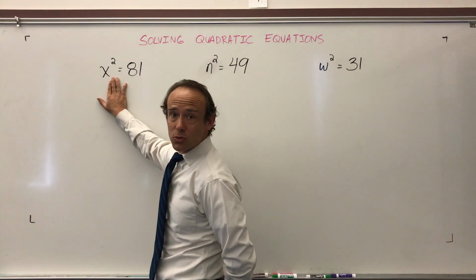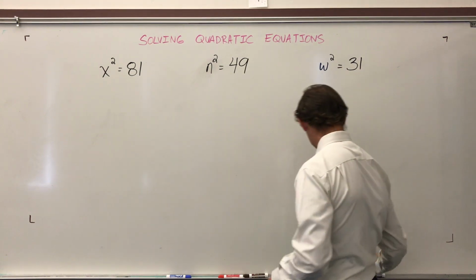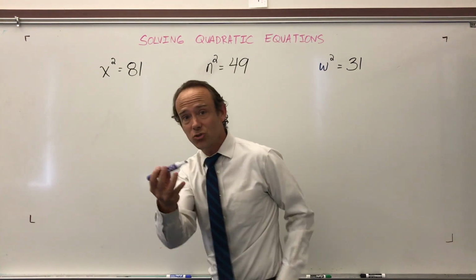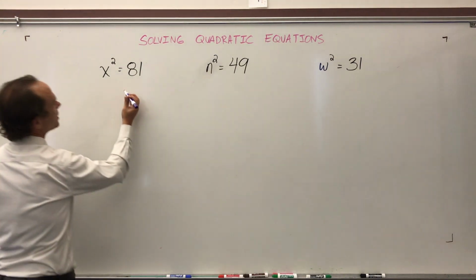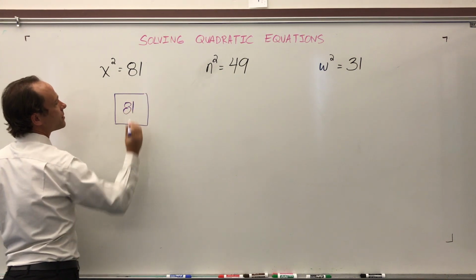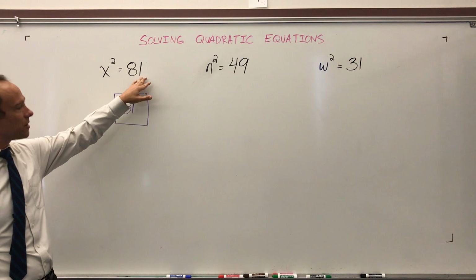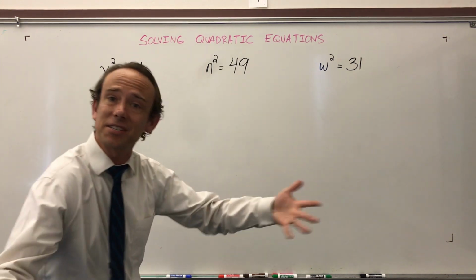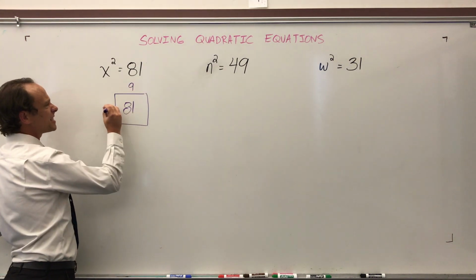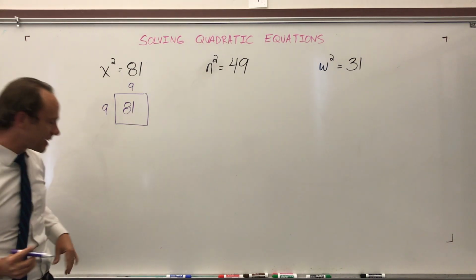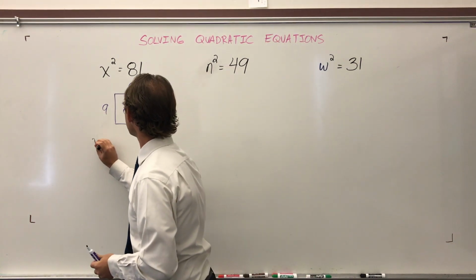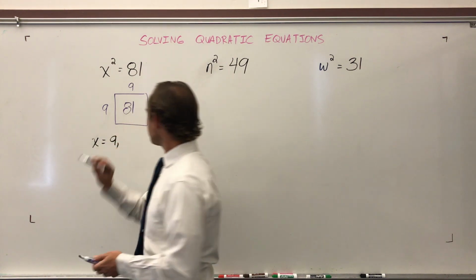All right, so here's the first one. We got x squared is equal to 81. And the question is, what is x? Well, let's first draw it, okay? This is the area method, right? You have a square whose area is 81, and we're asking ourselves, what are those dimensions? The geometry answer would be 9, because 9 times 9 is 81. So that's going to be one of our solutions. Let's go x is equal to 9.